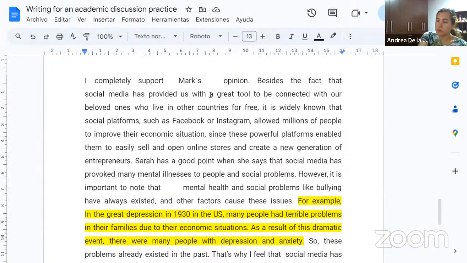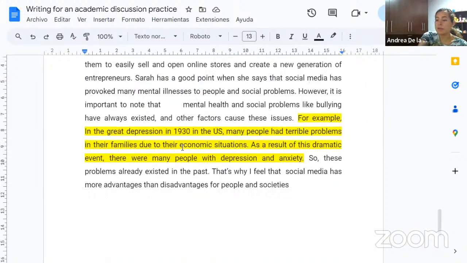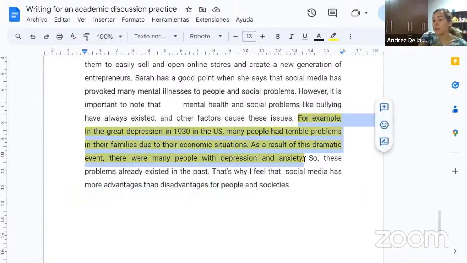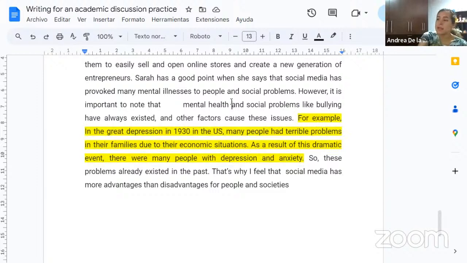Your main objective here in your response is to prove that social media is a good thing, right? That social media, as you say here, has more advantages than disadvantages. So here I would continue elaborating on the advantages, right? I would say something maybe like, in order to connect the ideas, "however, it is important to note that..." have always existed. And instead of saying this, maybe I would say, and social media has actually brought many other advantages that weigh more. And then you could probably talk about some of those advantages here, right?